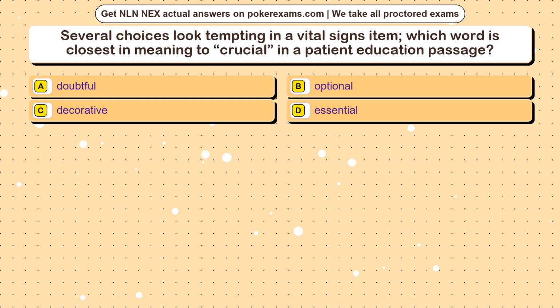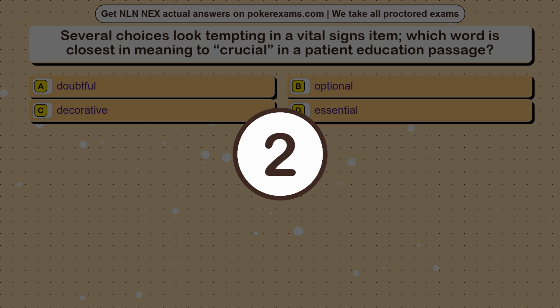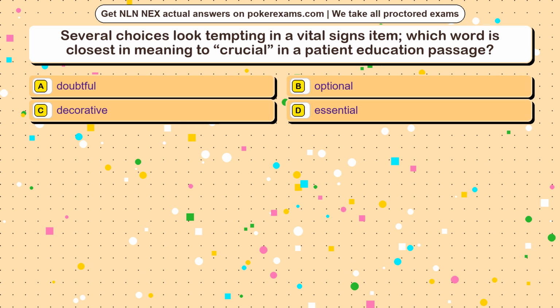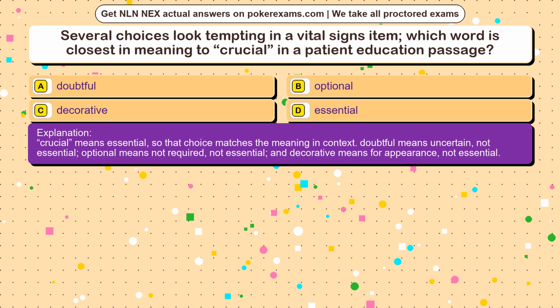Question 12. Several choices look tempting in a vital signs item. Which word is closest in meaning to crucial in a patient education passage? Option A. Doubtful. Option B. Optional. Option C. Decorative. Option D. Essential. The correct answer is option D. Crucial means essential, so that choice matches the meaning in context. Doubtful means uncertain, not essential. Optional means not required, not essential. And decorative means for appearance, not essential.